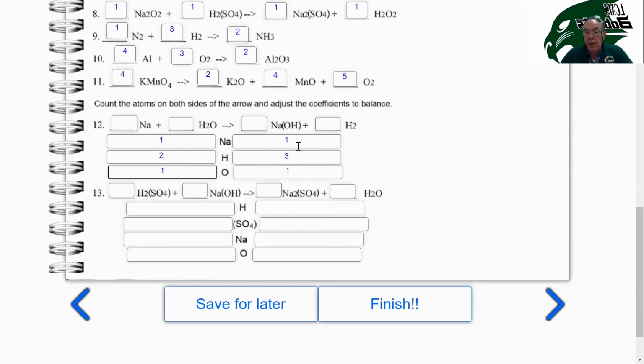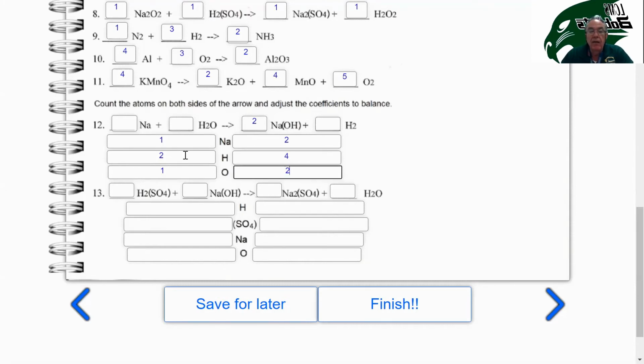So we kind of have to think, the hydrogen over here, we have an odd number of hydrogens, and over here in H2, it only comes as an even number. So I want to try and fix this first. I'm going to put a 2 in front of this whole formula. When I do that, that makes this 2 sodiums, and now I have 2 hydrogens plus these 2, I have a total of 4 hydrogens, and I still have 2 oxygens.